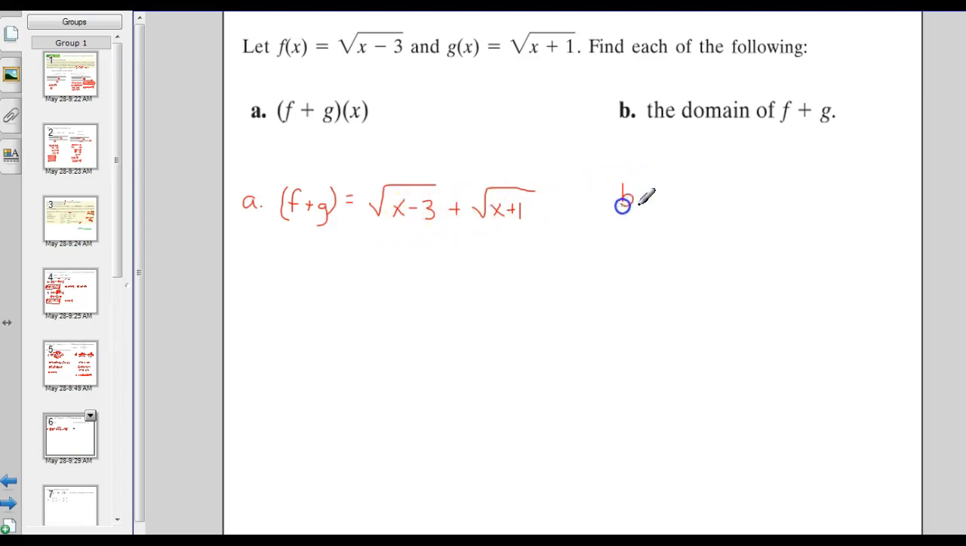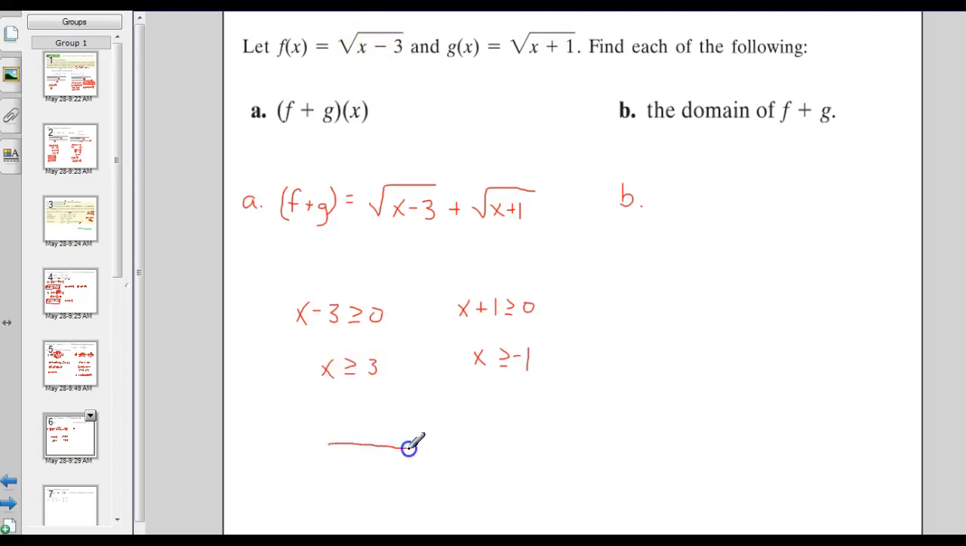Now, what's the domain? Well, let's look at each one. X minus 3 has to be greater than or equal to 0 for us to get output here for f. So add 3 to both sides. That's saying x has to be greater than or equal to 3. X plus 1 has to be greater than or equal to 0. So subtract 1 from both sides. I get x is greater than or equal to negative 1. That has to be true. The numbers have to be bigger than negative 1 for this to not have a square root of a negative. The numbers have to be bigger than 3 for this to not be a square root of a negative.